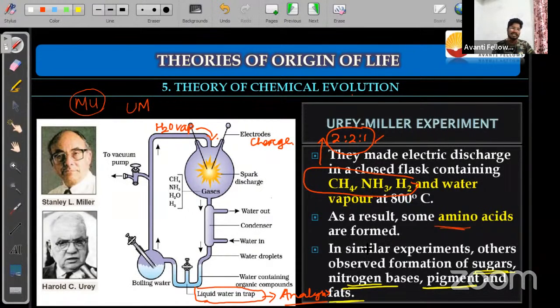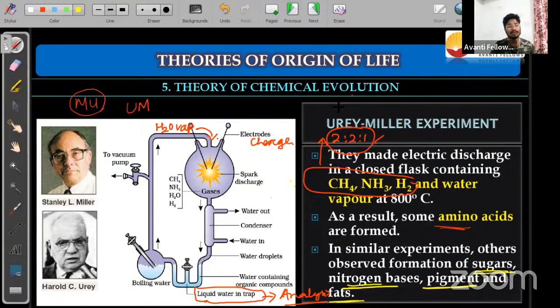After seeing all this, they concluded that these particular things and the particular environment were there in early earth conditions, and this is how life must have formed on the earth for the first time. That is why this theory of chemical evolution is considered the most accepted theory that tells us about the origin of life.